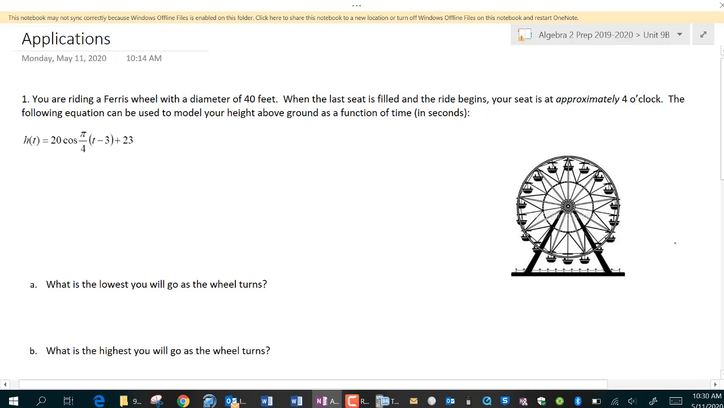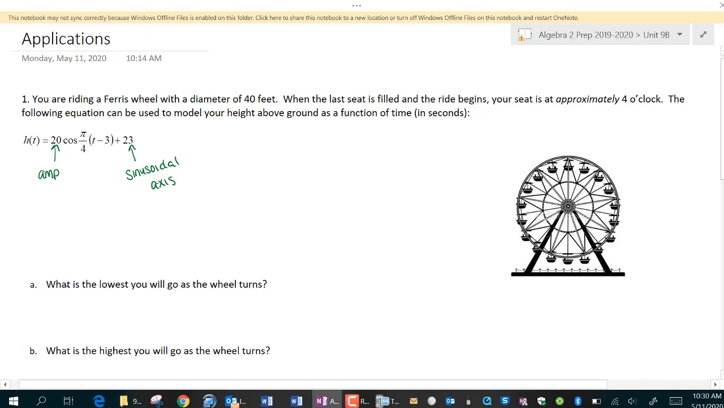also just a recap here. Keep in mind a few things that we're really going to pay attention to. This 20 in front is our amplitude. And this plus 23 at the very end would be the sinusoidal axis, or vertical shift here.